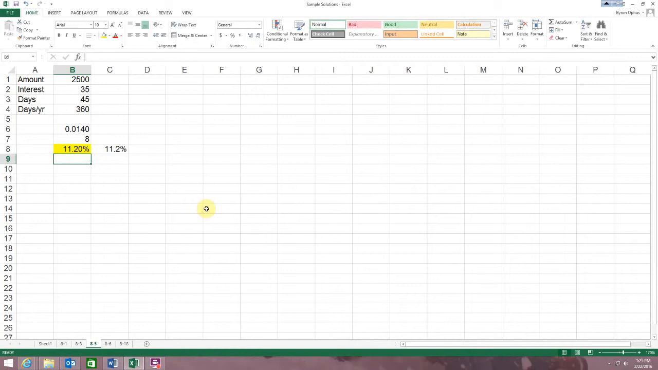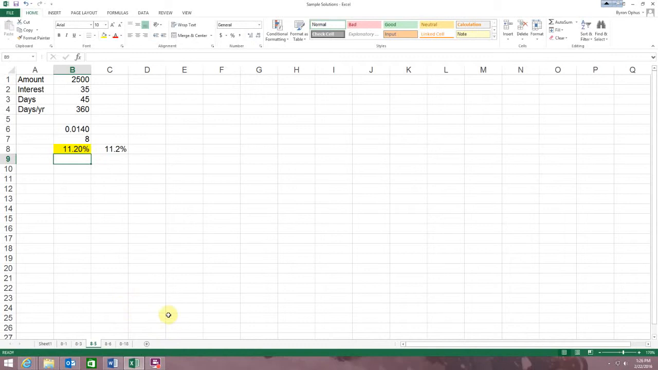Okay, we get to question 5, which is just like your question 4. It says a pawn shop. By the way, pawn shops make pretty good money. A pawn shop will lend $2,500 for 45 days at a cost of $35 interest. What is the effective rate of interest? So we need to find the effective rate of interest, and it's up on page 249, right above us on that same page.